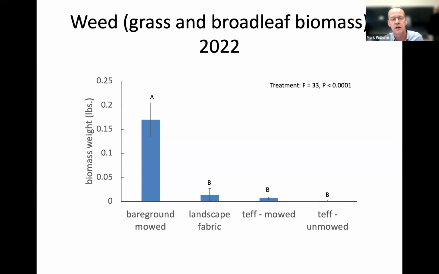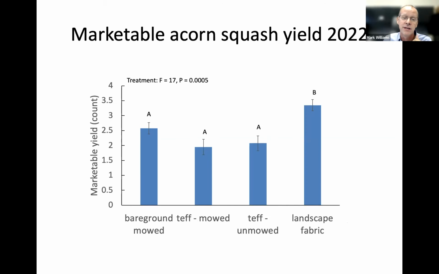So just to quickly let you know, if we look at 4 treatments, bare ground mowed, the landscape fabric, which is really a kind of a gold standard, the teff mowed or teff unmowed, and we look at the weeds, so we extract the weeds out of each one of these treatments. The bare ground obviously has a lot more weeds in it, and teff, landscape fabric, either mowed or unmowed teff, are all statistically the same, and that is they have great weed control in them. But how does this translate into marketable yield?